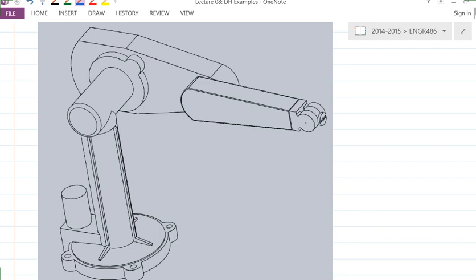If we do the DH, what are the typical procedures? Number one, identify the joints. Number two, assign the Z-axis to each one of the joints. In this particular case, for the first one, because your rotation is this way, your z-axis should be along this vertical line.